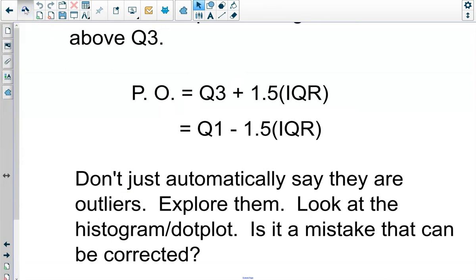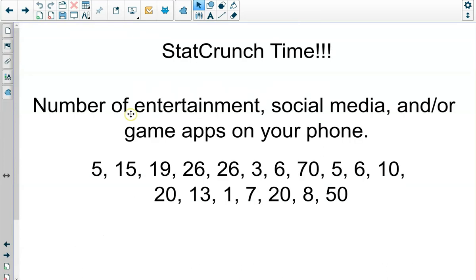All right. So, StatCrunch time. Let's do this. So right here, we have the number of entertainment, social media, and/or game apps on your phone. You guys provided me this data. Just so you know, the last one, number 50 here, that's my data.